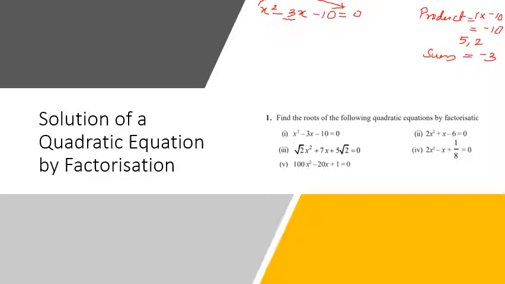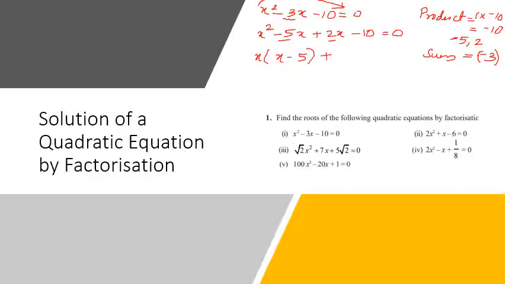Now let us see, for the sum, the sign is negative sign. Negative 3 we are getting. So the negative sign will come for the bigger number. So the bigger number has got minus sign. That means it is minus 5 and 2. So depending on that, we are going to split it. x square minus 5x plus 2x minus 10 equal to 0. Okay. So we have taken minus 5 and we have taken 2. Minus 5x plus 2x. Now what is common here? Common is x. You get x minus 5.